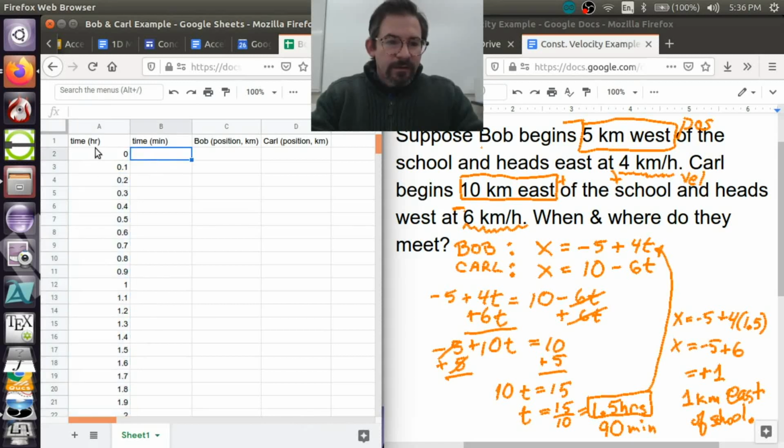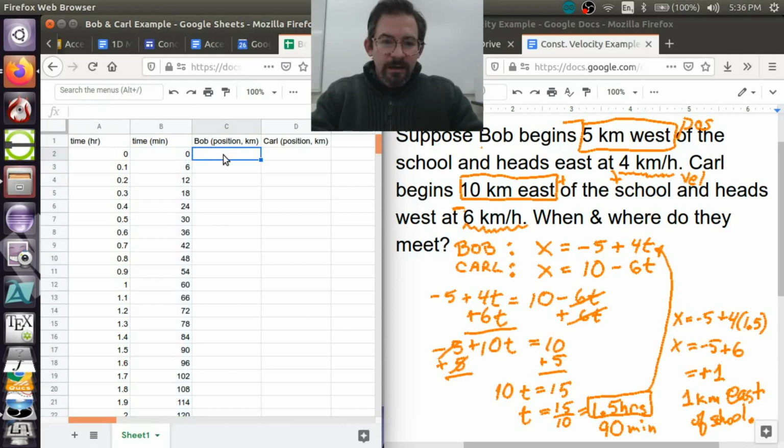Now, how do I convert time in hours to time in minutes? Well, what would 1 hour be? It would be 60 minutes. So this column will equal the hour column times 60. That is pretty easy. Dragging this down, and let's check. 1 hour is 60 minutes. 2 hours is 120 minutes. Half an hour is 30 minutes.